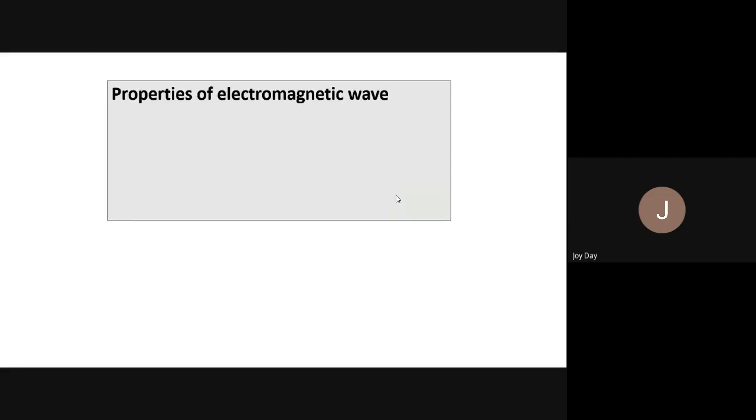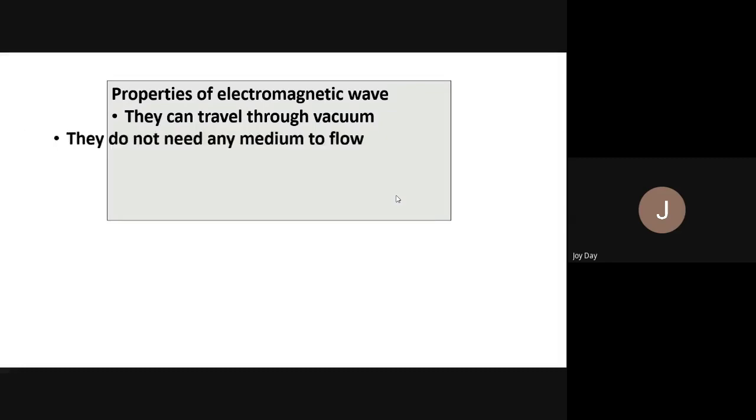Now we are going to discuss our last slide, which is the properties of electromagnetic waves. The first property is they can travel through vacuum. This means they do not need any medium to travel. They can flow through empty space. Okay, our second point is just saying that.